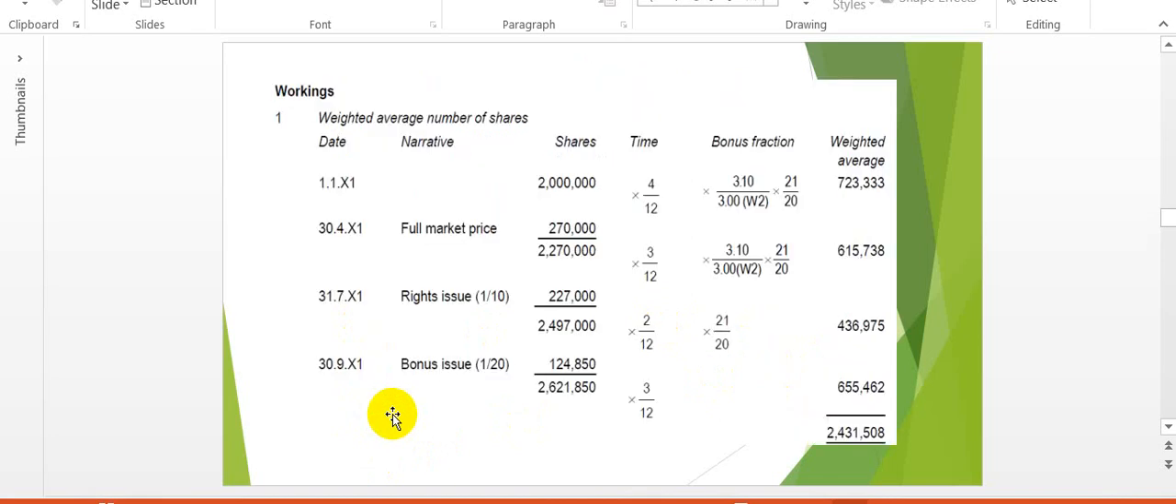So that's the $3.30. The 3.10, that's the market value of the shares. So that's your bonus fraction. So this one also, you apply it retrospectively to the months before the rights issue. That's why it is applied to these shares, from April going back to January.